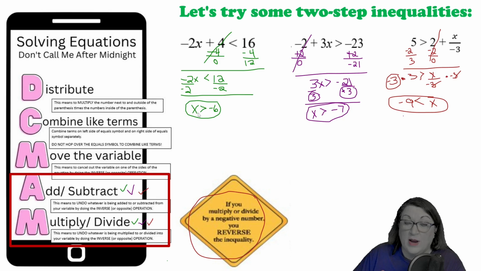This means x is all numbers greater than negative 6. This means x is all numbers greater than negative 7. And this means negative 9 is less than x, but x means that it's all numbers greater than negative 9, basically.